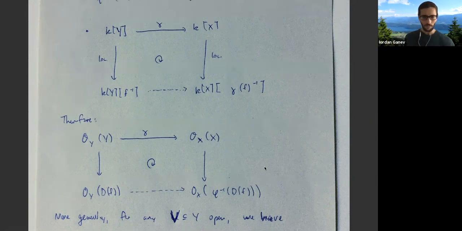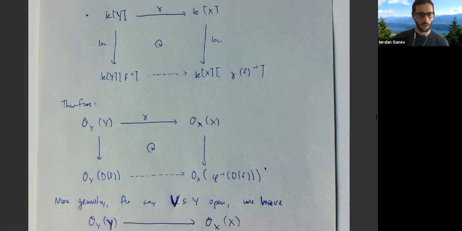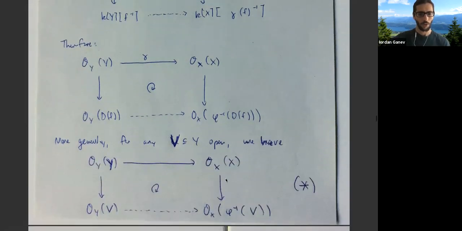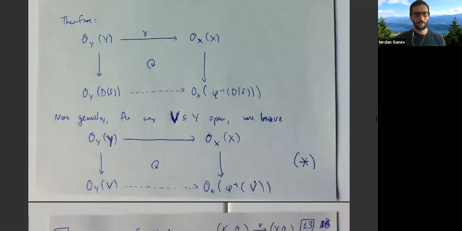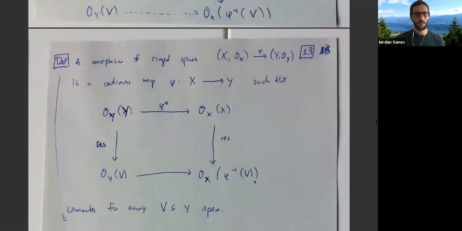More generally, this was for the principal opens, but in fact for any open subset of Y, we get a similar diagram. So we have this gamma between the global functions. We restrict it to the local functions here and the local functions here. We get an induced map that commutes. Okay, so a morphism of ringed spaces is a continuous map from X to Y, such that this diagram that I showed above commutes for any open subset of Y.